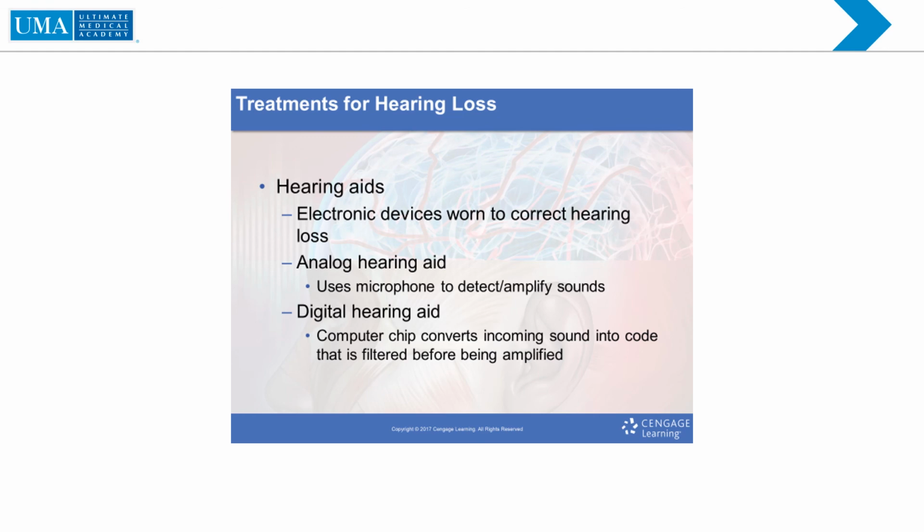hearing aid would use a computer chip to convert the incoming sound into a code that can then be filtered before it's amplified. Now, this is designed to best compensate for a specific type of hearing loss. Any hearing aid technology that's advanced, you'll see it can be programmable using either a smartphone or a tablet.